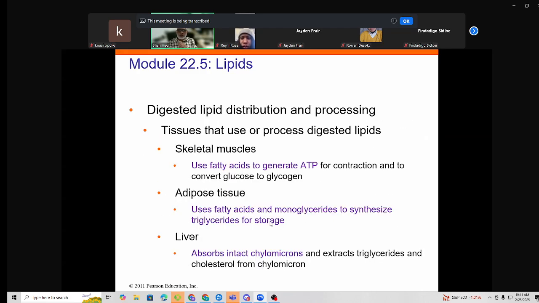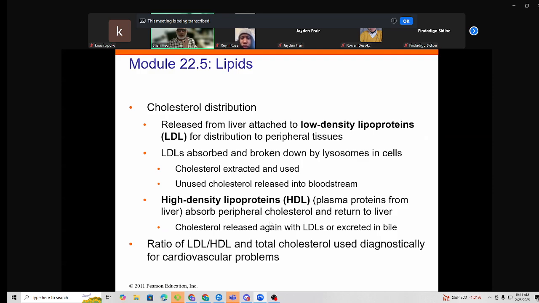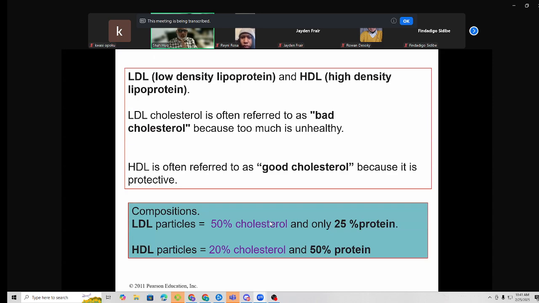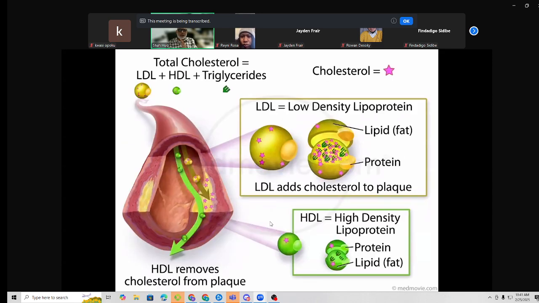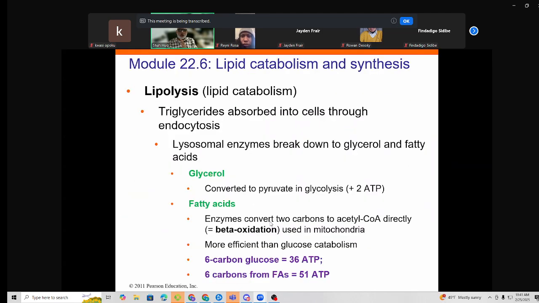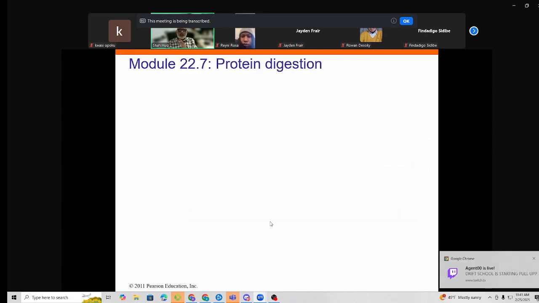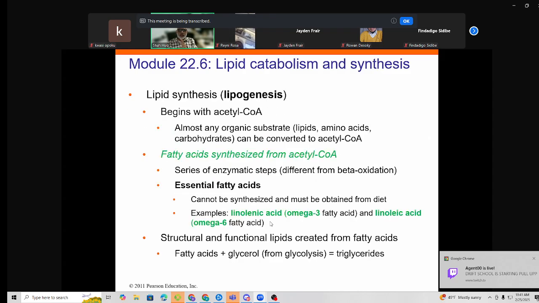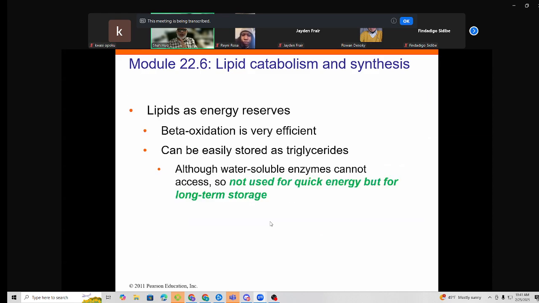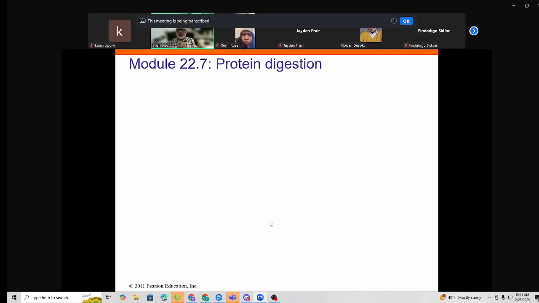So I think I'll not be able to finish because there are a number of lipids we have to discuss. There are LDL, HDL, good cholesterol, bad cholesterol. So we have to spend some time before we start the protein. When we finish this lipid digestion and protein digestion, that will be the end of this chapter. I will not go further, and you will have your quiz on this chapter.